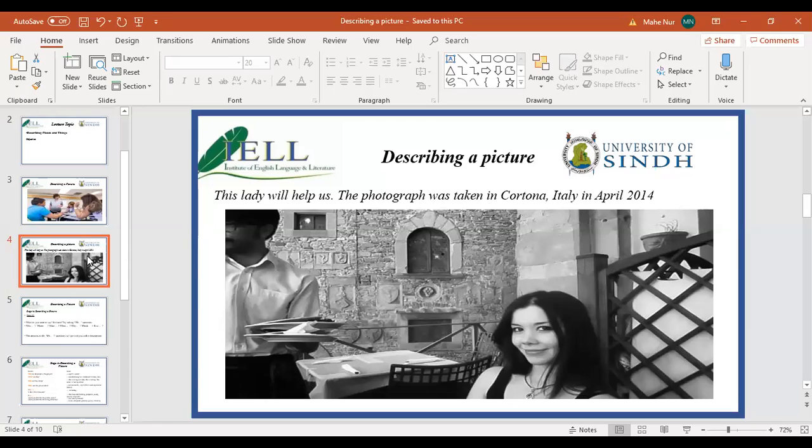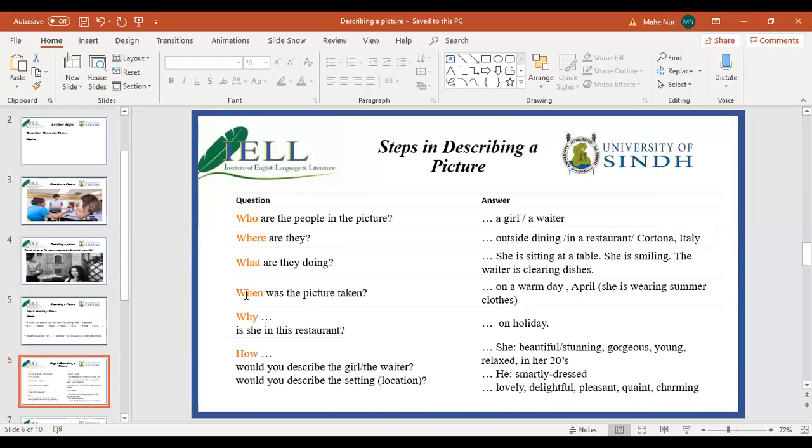Exactly. Now, based on whatever is in the photograph, make guesses, make assumptions. Okay, see, there's a waiter, he is clearing the things and all that. This must be a restaurant. Okay, they are sitting in a restaurant. Both of them are. Good. Now, they are in a restaurant. This is how you ask questions. Who are the people? Where are they? See, outside dining in a restaurant, Cortona, Italy. These can be the possible answers.